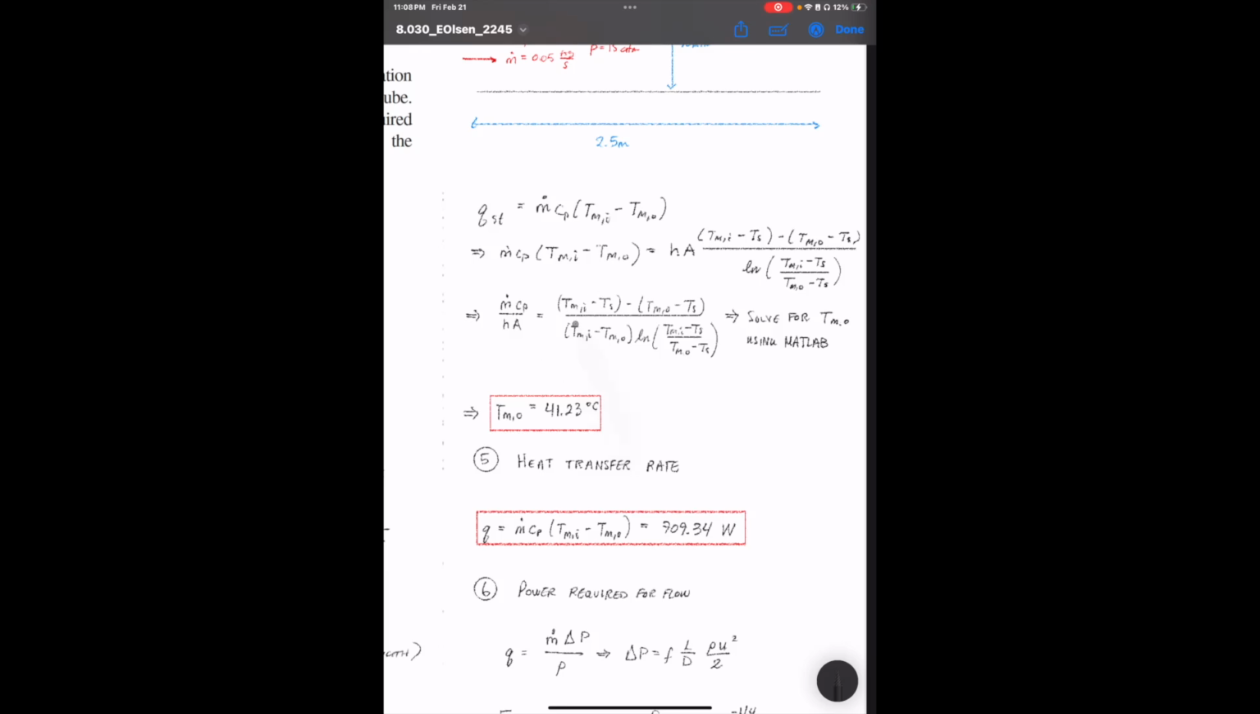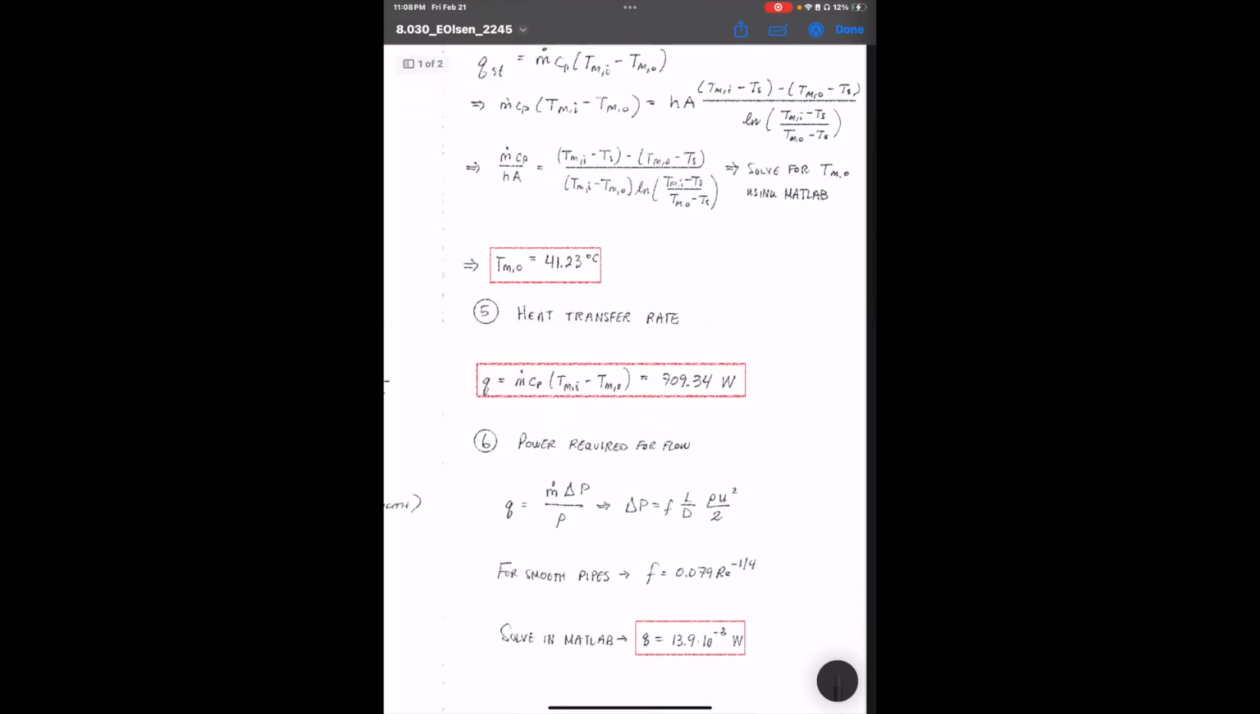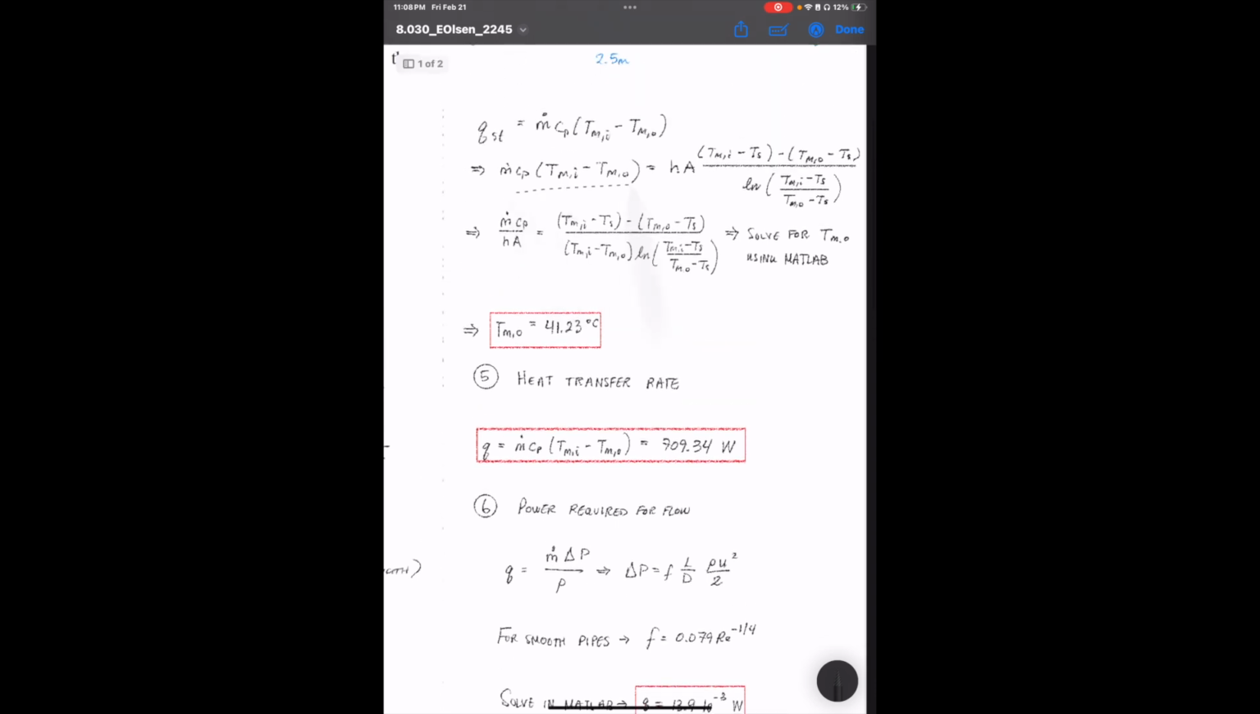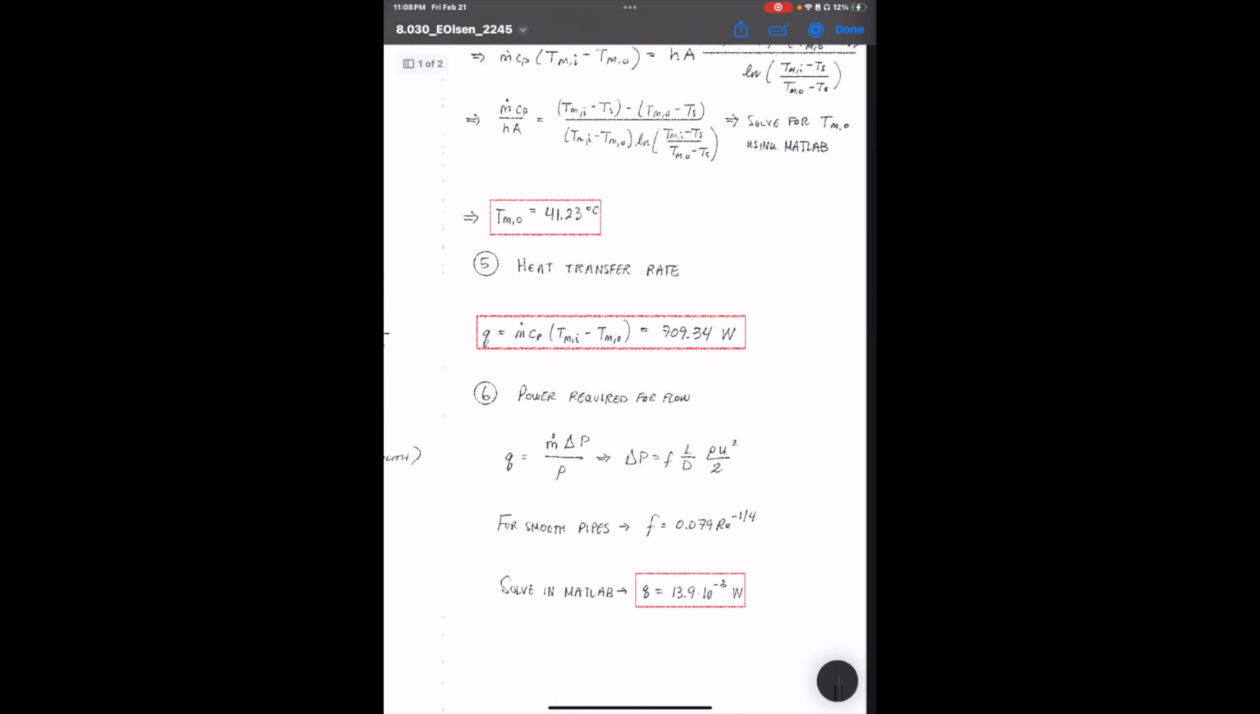And if you plug in all of your known values, so we know the temperature at the inlet, the surface temperature of the pipe, and we know all of these values over here, we can just solve for this TMO, which occurs right here, and right here, and we get a temperature of around 41.23 degrees Celsius. And our heat transfer rate is simply defined as we used it in this log mean temperature difference equation of m dot Cp delta T, and that's delta T of the inlet minus the outlet, and we get around 709.34 watts.